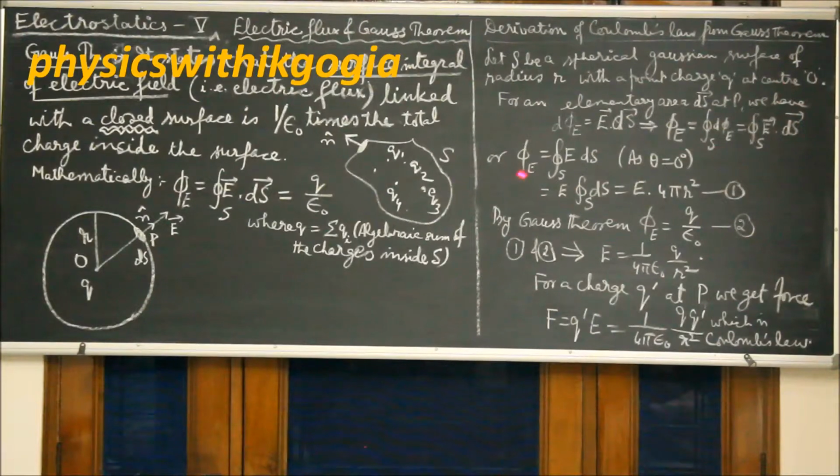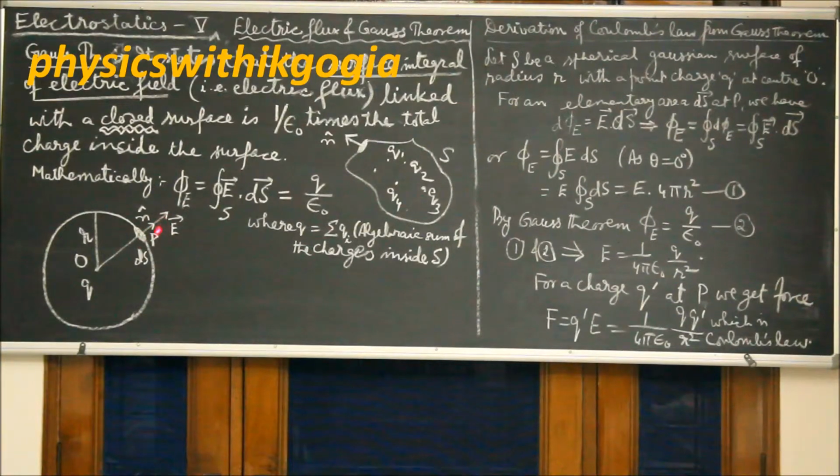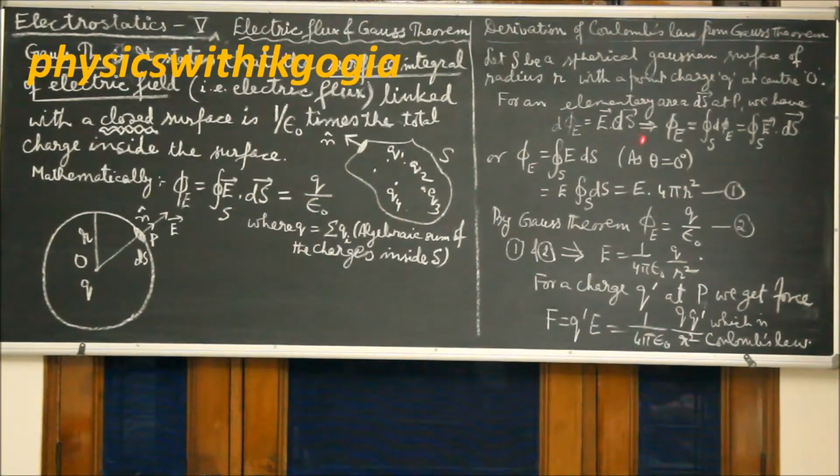If we consider an elementary area dS at P, the electric field is directed radially outwards, and so is the normal to the surface. That is, the area vector and the electric field intensity have the same direction. So the angle between the area vector and the field will be 0 degrees. So the flux linked with this elementary surface of area dS, if we denote it by d phi E, will be E dot dS.